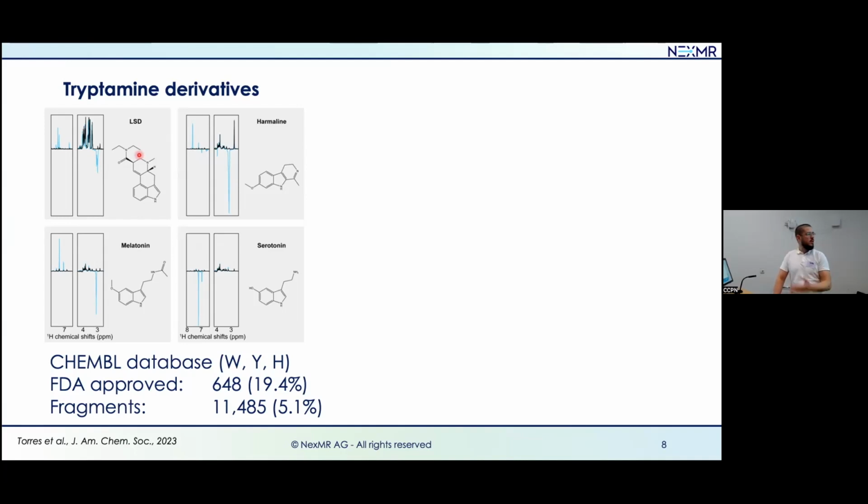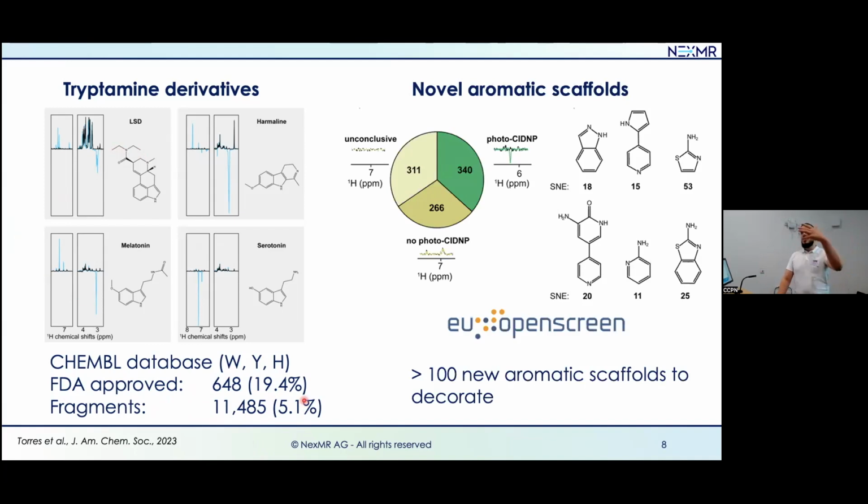But what we learned was different scaffolds. Okay, we can propagate that, but it's not enough, right? If you look at fragments that contain this type of features, if you take phenol, indoles and imidazoles from histidine, it's only 5% of the fragments that you may find in the ChEMBL database. So we started to look where can we find new aromatic scaffolds that we can decorate to make fragment libraries.